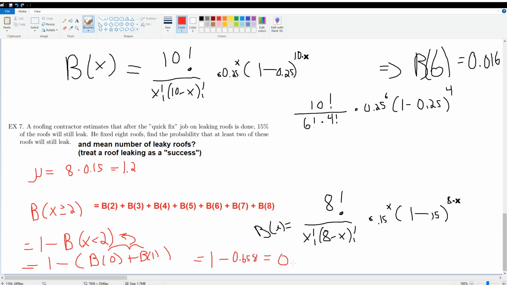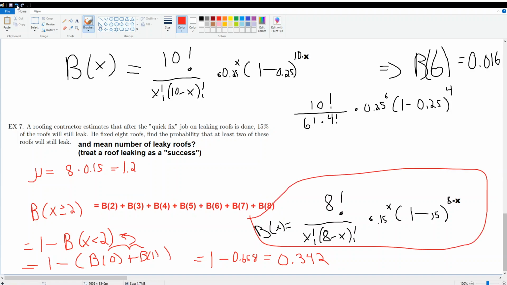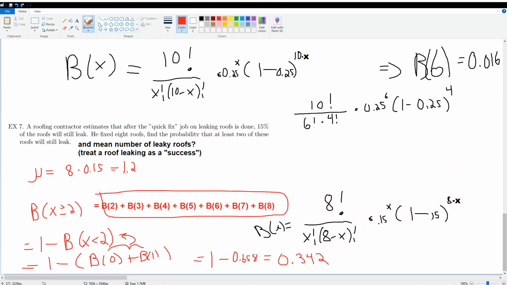So the chances of at least 2 of the roofs leaking is 34.2%. You would have gotten the same answer if you did this whole thing. And if you wanted to, if you have this entered into Desmos, I suppose you can type this whole thing out. That's a lot of work and a lot of time for something that can be solved much easier.